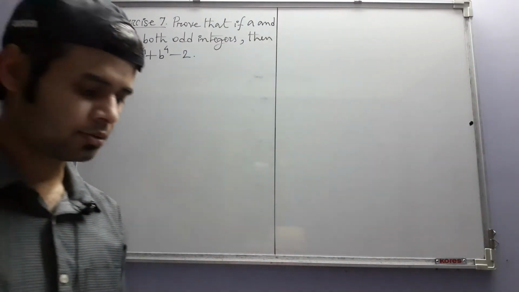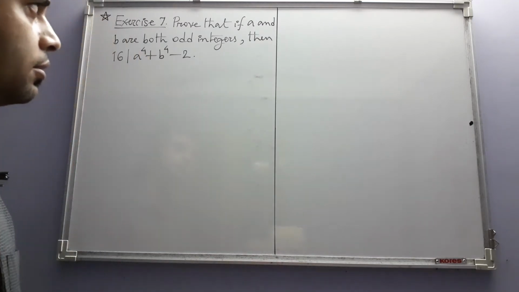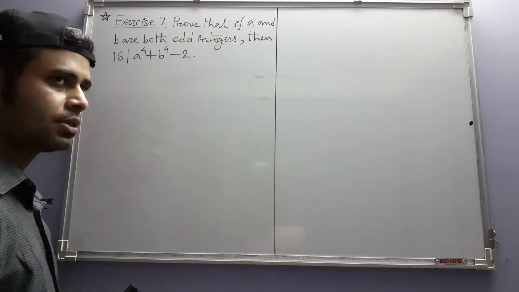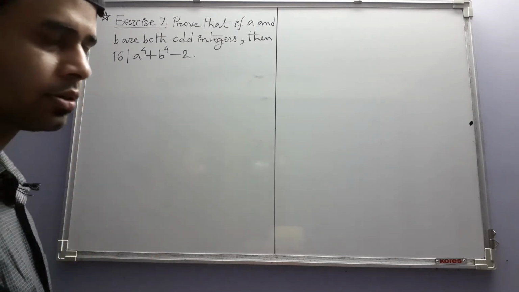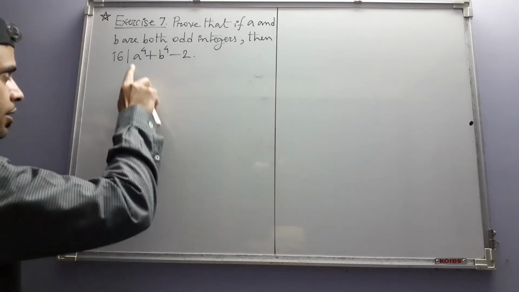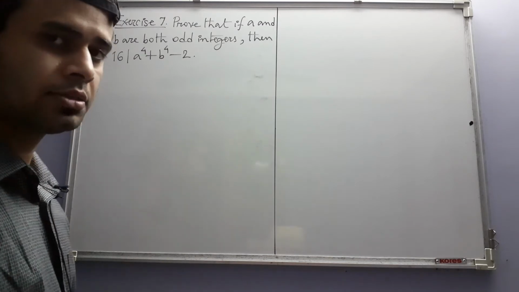We were going through exercises on divisibility and greatest common divisor. So in this next one we have two odd integers, both a and b are odd. We have to prove that a to the power 4 plus b to the power 4 minus 2 is divisible by 16.